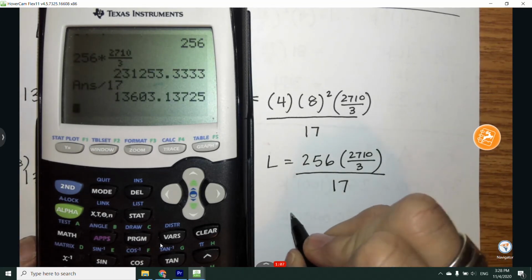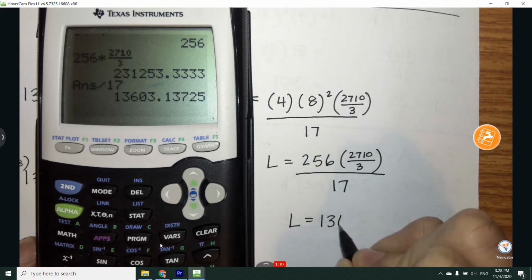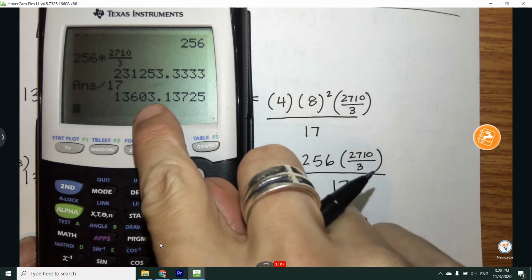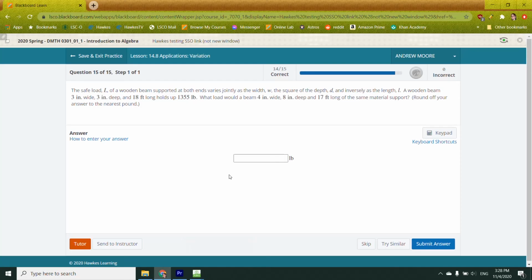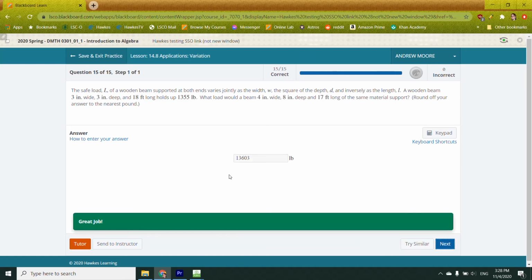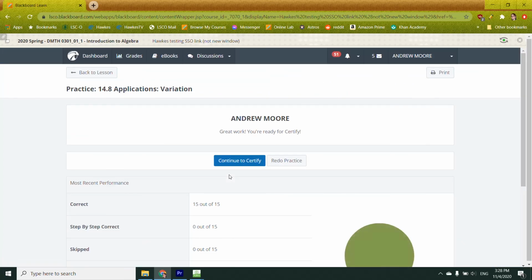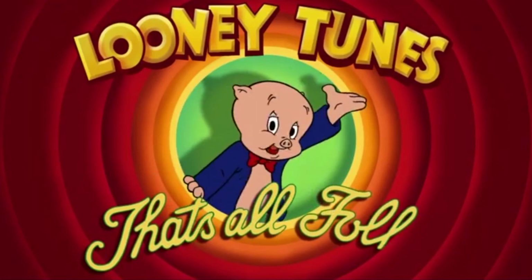And this tells us that our load is this 13,603. Our 1 makes that 3 not do anything. It still stays 13,603. That's all, folks.